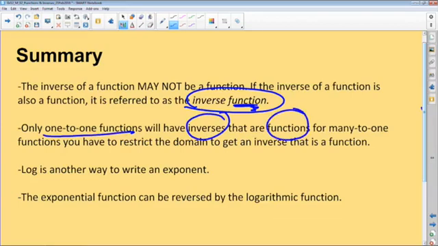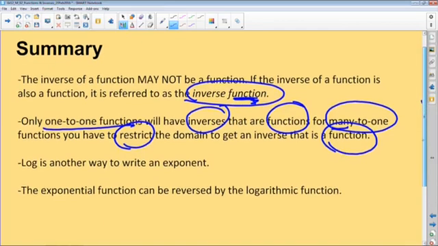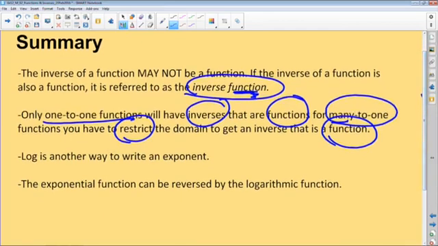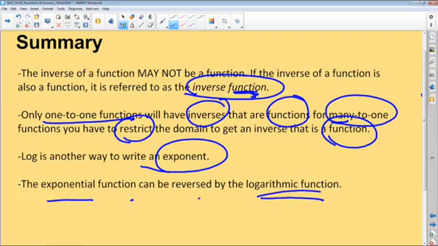If you had a many-to-one original function, then you have to restrict the domain to get an inverse that is also a function. We saw that when we were talking about the inverses with our log and exponential graphs, that a log is another way to write an exponent, and the exponential function can be reversed by the logarithmic function, just in the same way that a log function can be reversed by an exponential function.